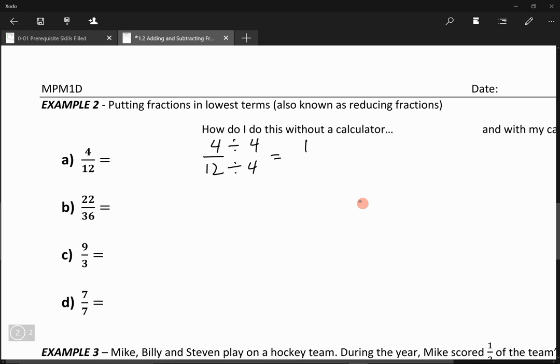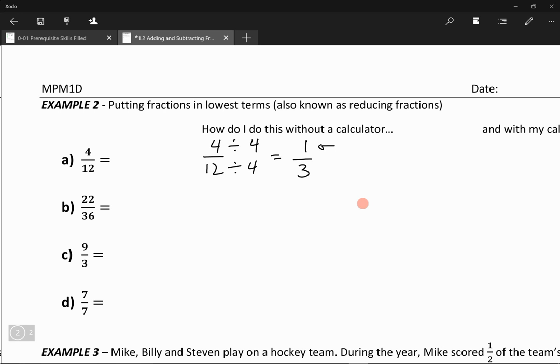4 divided by 4 is 1, and 12 divided by 4 is 3. And when your numerator is 1, that's already considered a basic unit. You can't make it any smaller than that. So this is now in lowest terms.